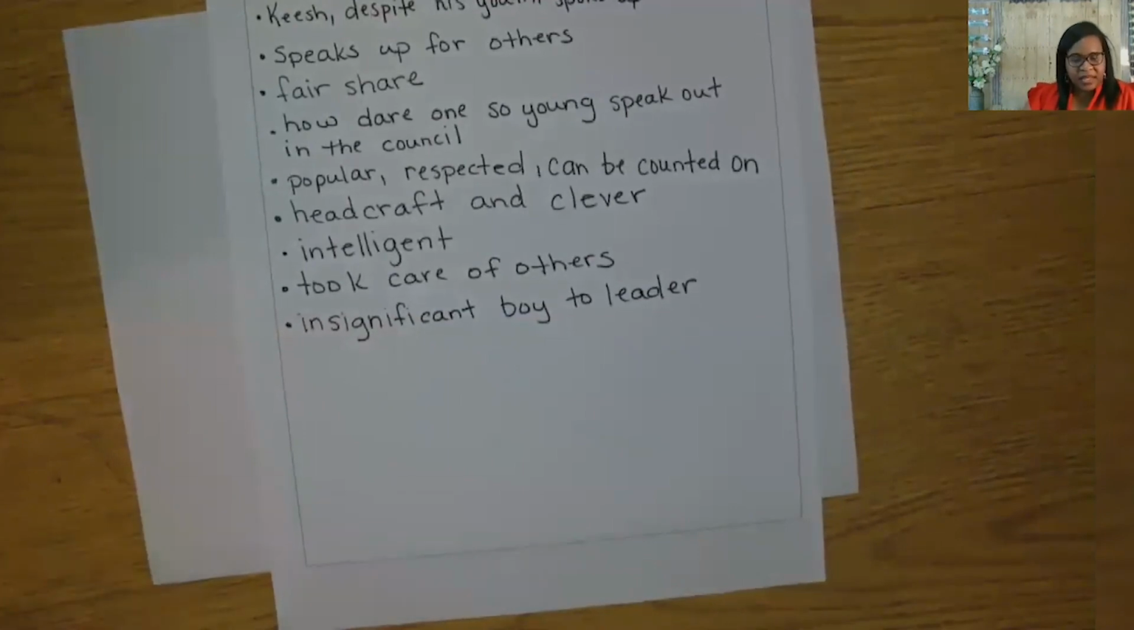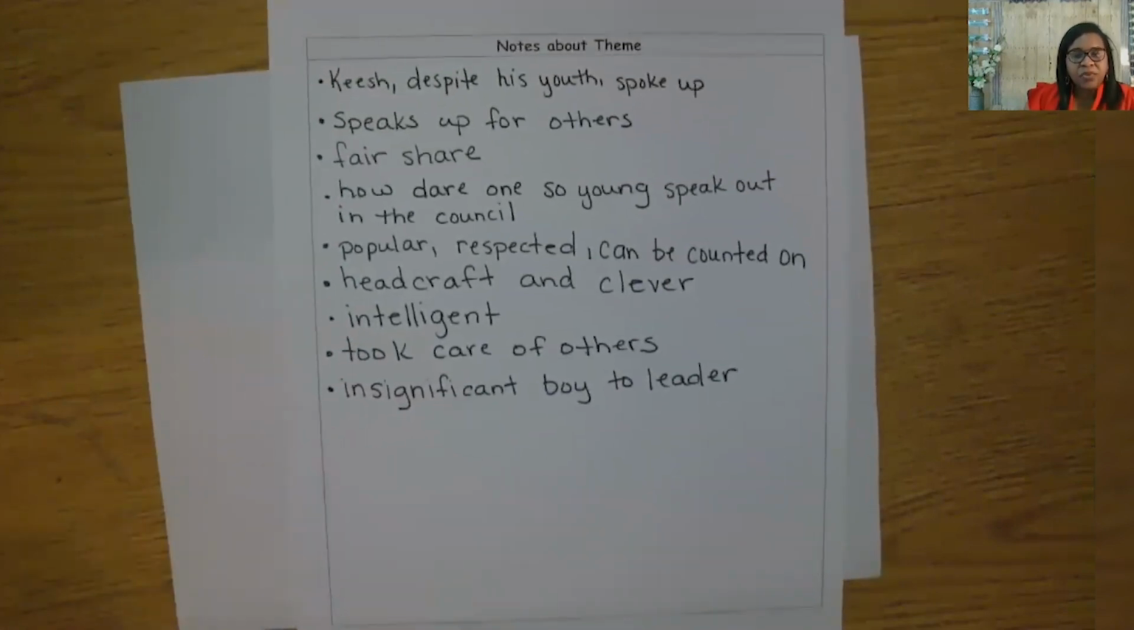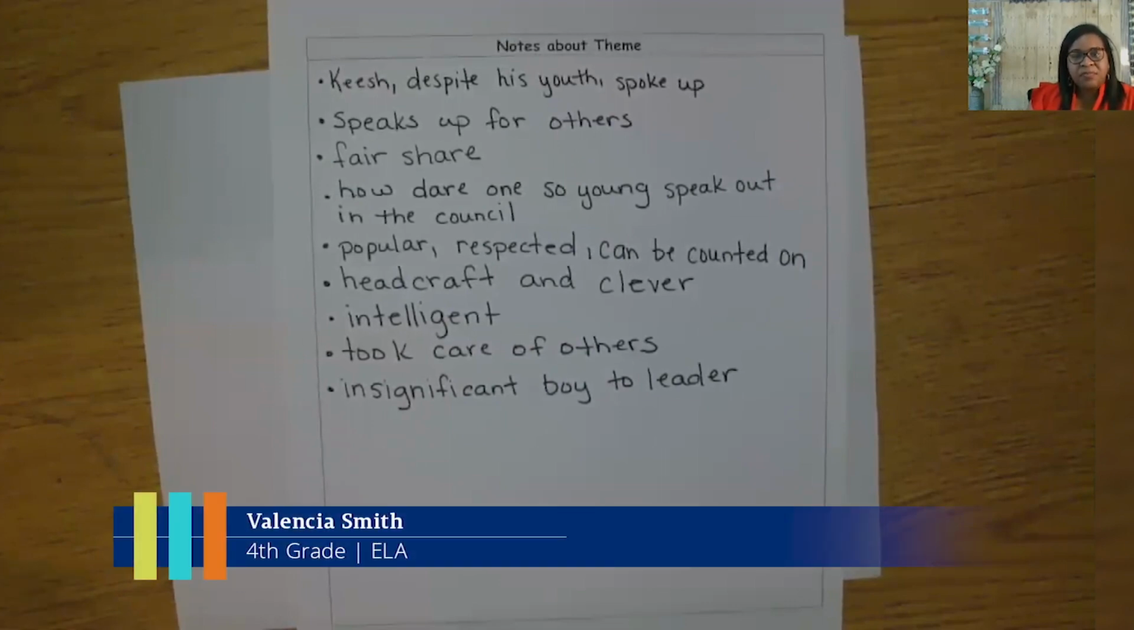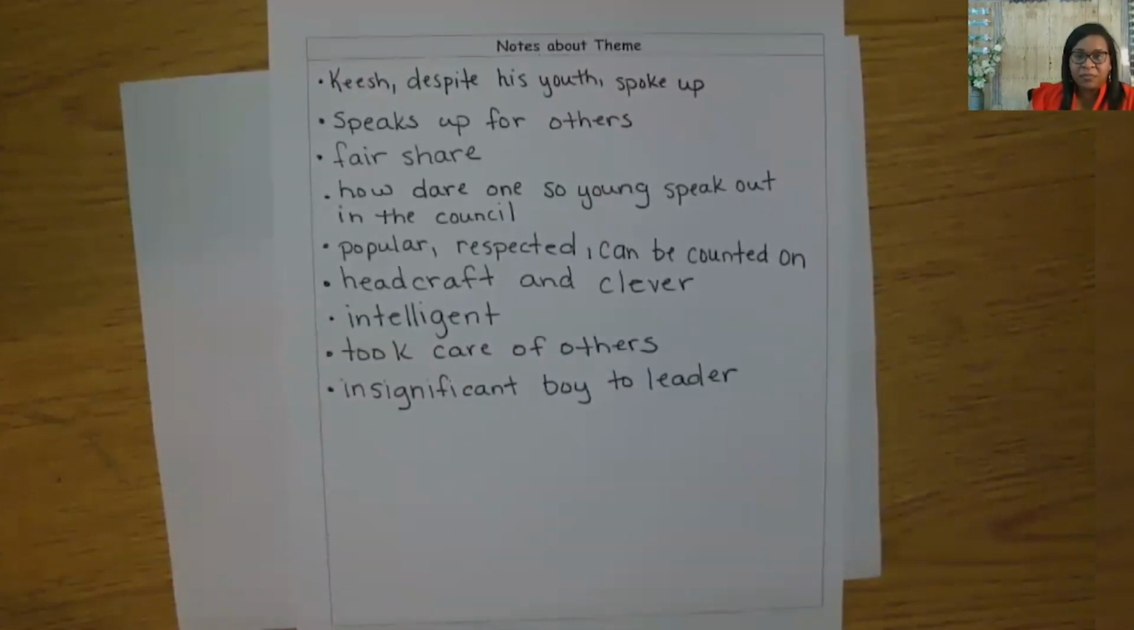Now, we're going to stop reading selections and look at the information we have collected to see if we can make more connections. Let's review our chart. We took notes that we felt would lead us to the theme about leadership. We have Keesh, despite his youth, spoke up, speaks up for others, fair share, how dare one so young speak out in the council, popular, respected and can be counted on, headcraft and clever, intelligent, took care of others, an insignificant boy to leader.